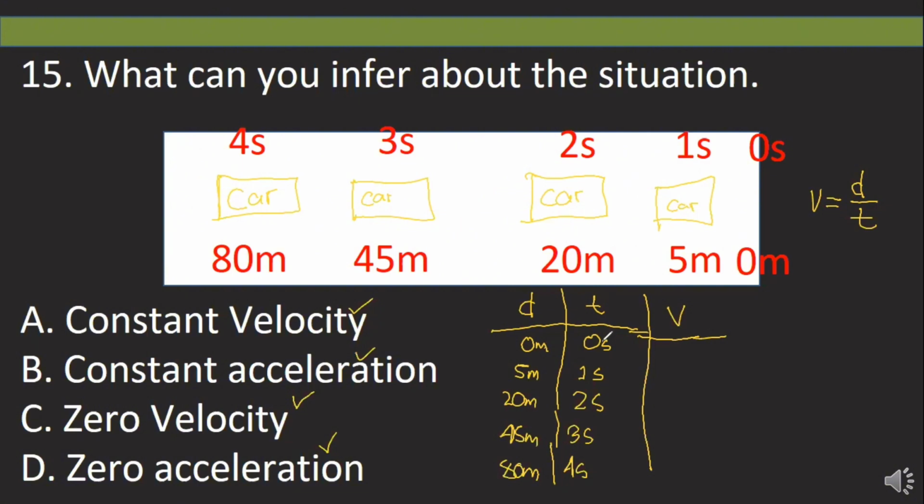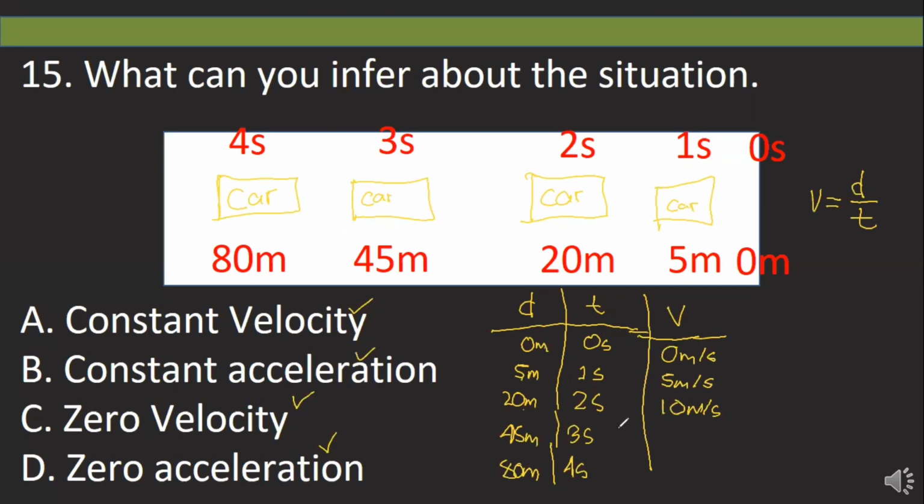So here, 0 divided by 0 is 0. So it's 0 already. How about this? 5 meters divided by 1 second, we have 5 meters per second. How about this? 20 meters divided by 2 seconds, we have 10 meters per second. How about the next one?